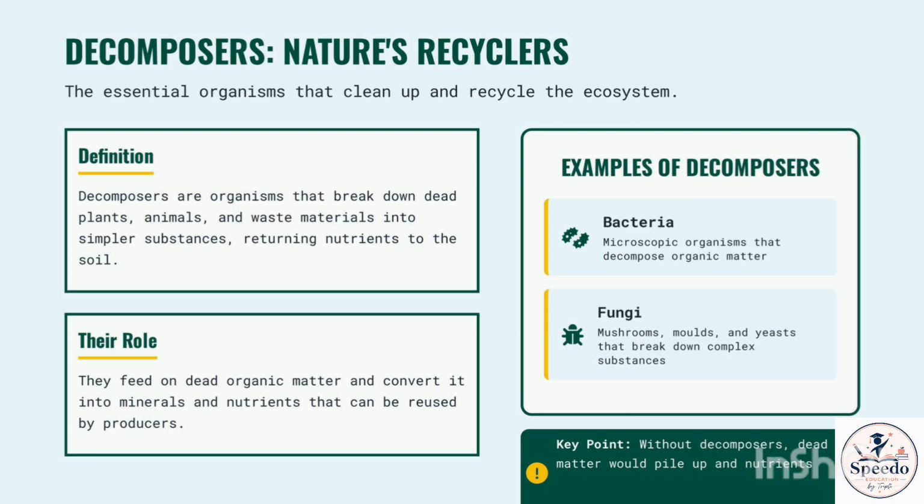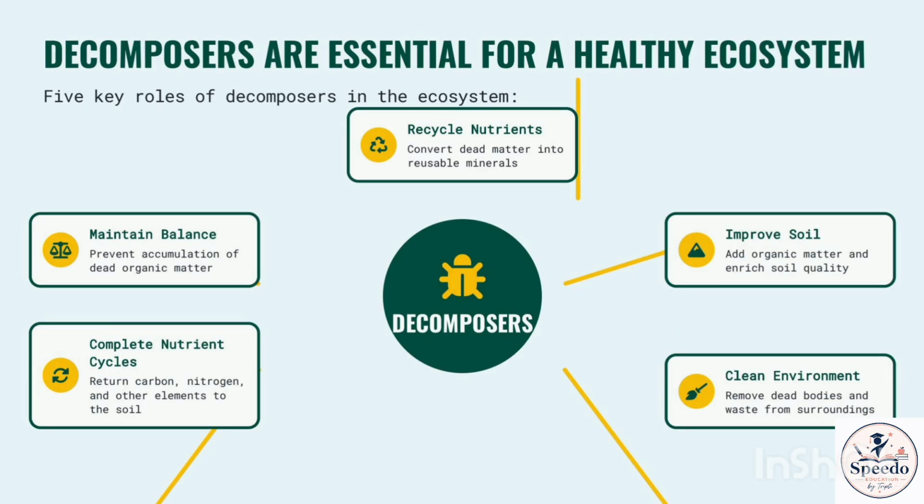During decomposition, complex organic substances are converted into simpler inorganic substances such as minerals, carbon dioxide, and water. These nutrients return to the soil and are absorbed by plants. This natural recycling process keeps the ecosystem functioning effectively. Next we have the importance of decomposers. Decomposers are often called nature's recyclers because they continuously recycle nutrients.